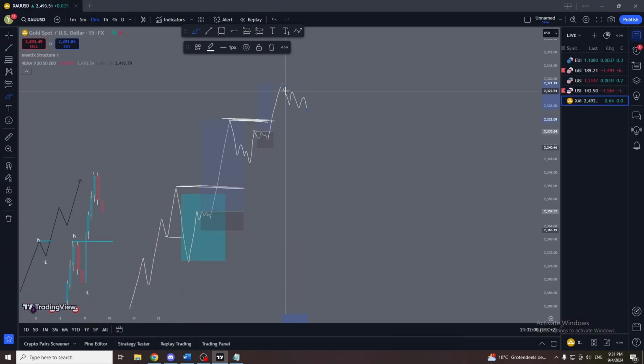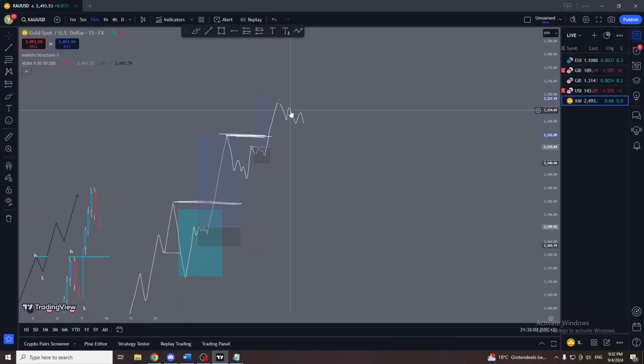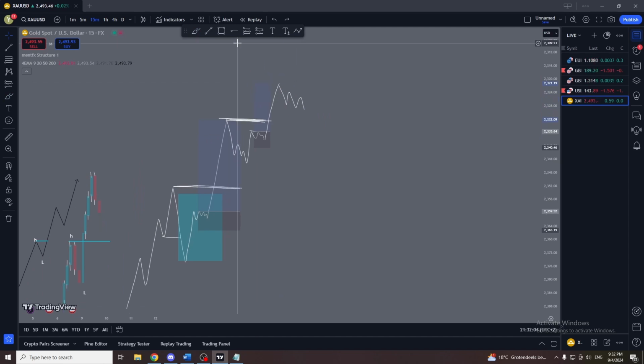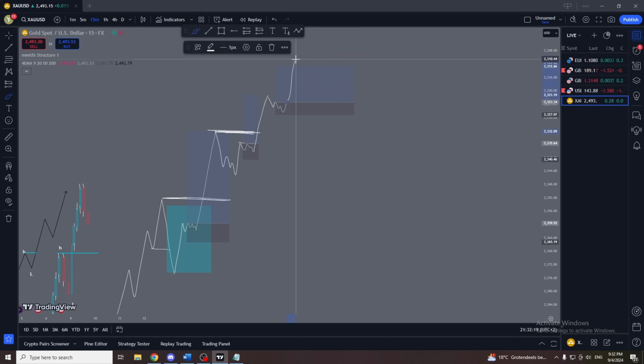Okay, so let's try it a little bit cleaner. I'm waiting for, let's say, this high to get tapped, so getting tapped in like this. 1, 2, 3. Price runs up, and I get my trade. I buy stop this high. Okay, so this is a trade.